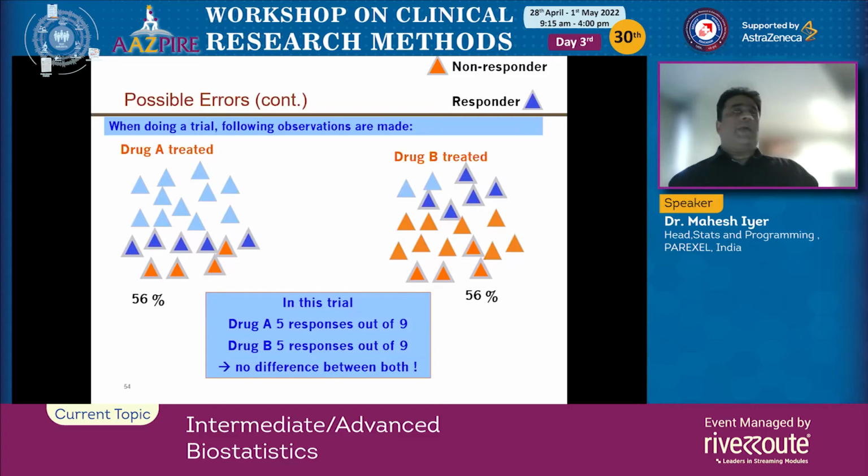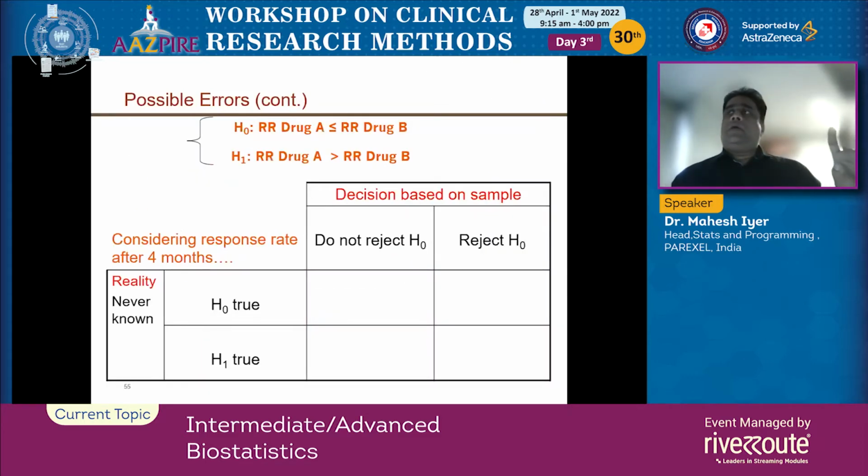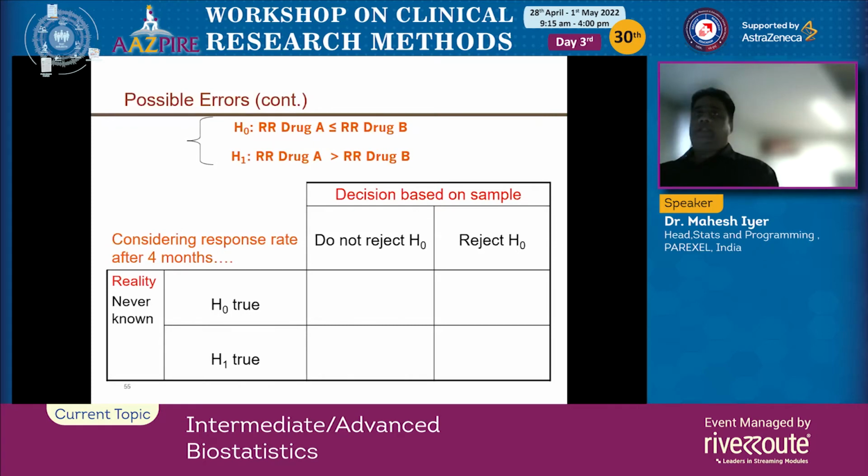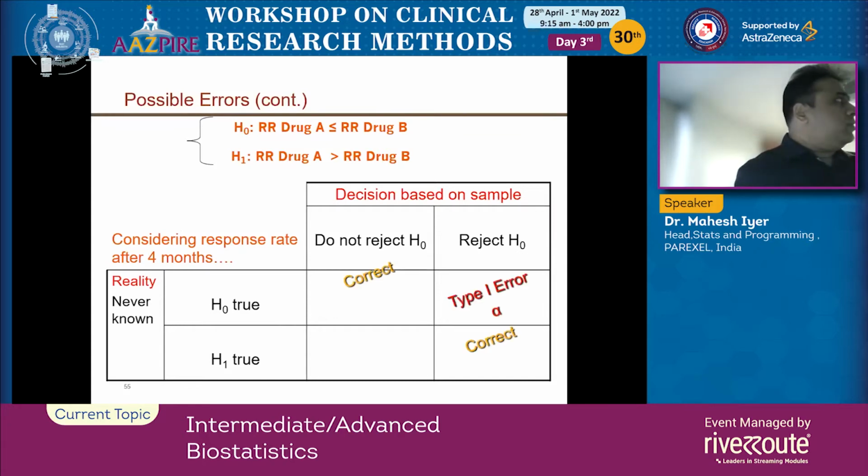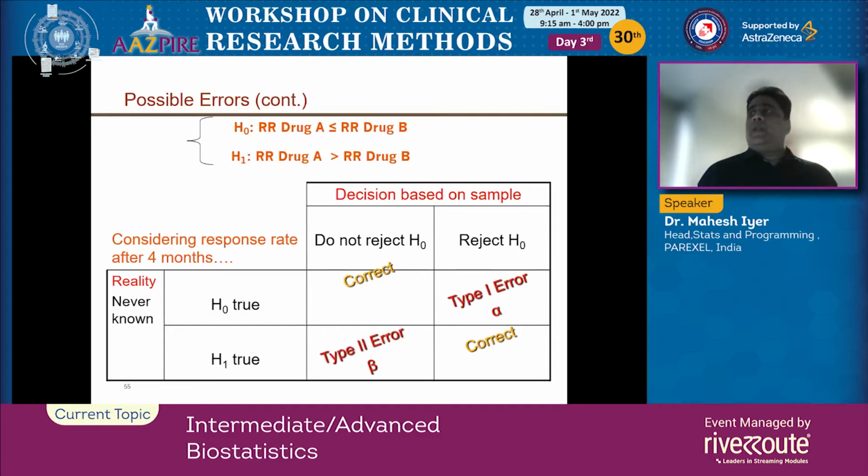So what are the different types of errors that you can make? Either the truth is that there is no difference, but you say there is a difference, or the opposite: the truth is that there is a difference, but you say there is no difference. So type 1 error and type 2 error. Simple enough. I don't think I want to belabor the point here. Everybody understands this? Yes? Okay, good.